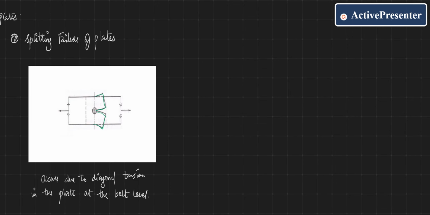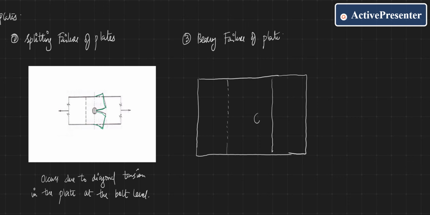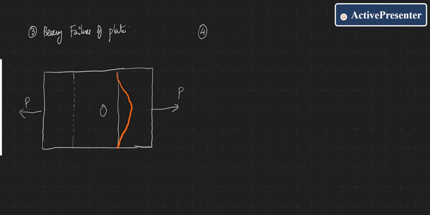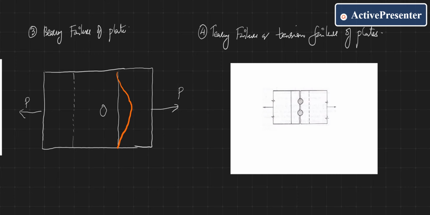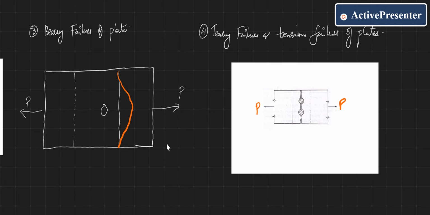Now the third one is bearing failure of plate. Suppose I am having a lap joint like this. When I apply the P force like this, the plate will yield in this way, and the shape of the plate gets distorted. This type of failure is called bearing failure of plate. The next one is tearing failure or tension failure of plate. What happens here is when I am applying a force P along the line of the bolt.